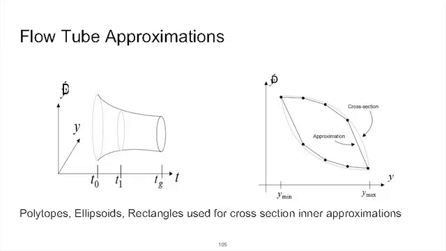Okay, so some ways to approximate flow tubes, you can use some kind of polytope, which is, as Gabriel explained previously, as long as it's a convex polytope, you can take that cross-sectional area and you can propagate it down your flow tube. You can also use ellipsoids or rectangles as cross-sections.